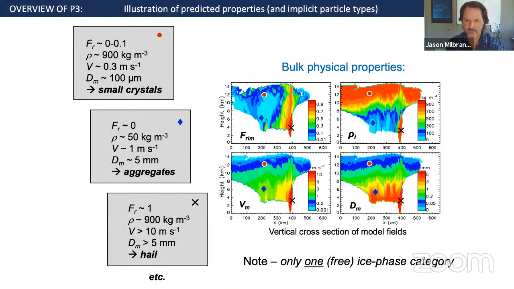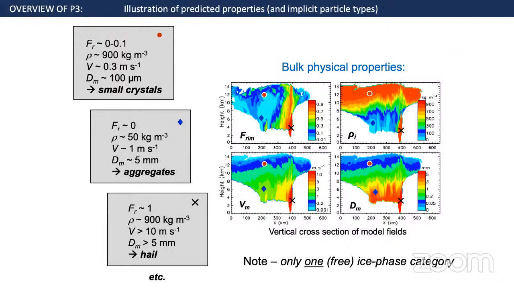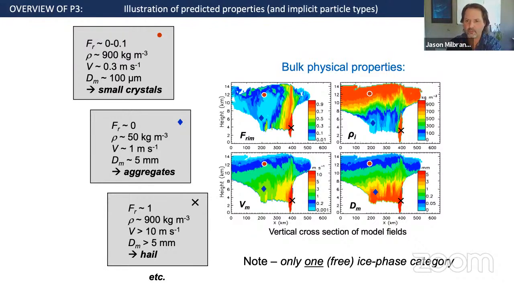So this is another illustration of what I was referring to, that even though we don't have predefined categories per se, you can identify a familiar particle type. So if you take a look at where the diamond is, F rime is the rime fraction, so it's blue, very low rime, so it's all deposition mass. Very low density, fall speed around 1 meter per second, mean mass diameter of 5 or more millimeters. So you could define that as an aggregate, for example, and so on. So this simulation is with a single category. So you can see that it's continuously evolving, continuous in space and time physical properties. And so you can have a wide range of particle types.